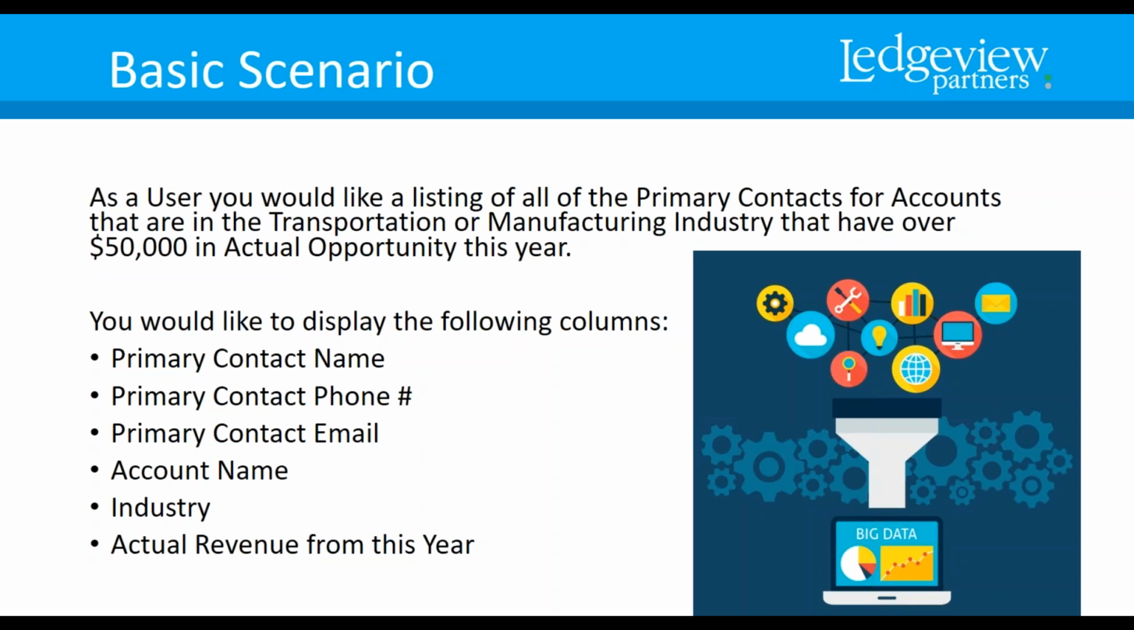I'm going to show you this with a caveat. The actual opportunities this year that I did is actually a roll-up field that I created. So all I'm doing is showing you how you can grab the roll-up field in your view, not actually setting it up. The columns that you want to display: the primary contact's name, their phone number, their email address, the account they're associated to, the industry of the account, and that actual revenue from this year. Okay, so let's jump into CRM and I'll show you how to do that.